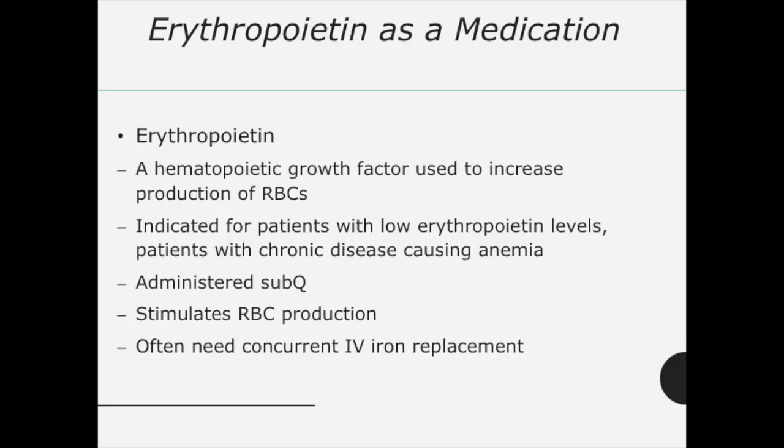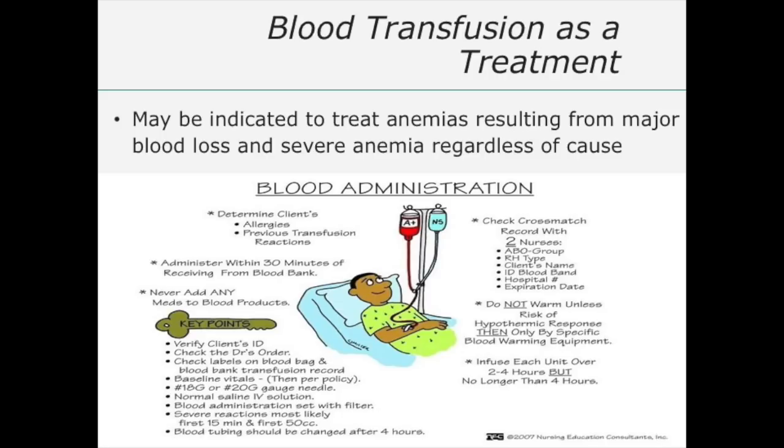So when we think about erythropoietin as a medication, this is a medicine we give to people who have chronic anemia to help them battle that and to stimulate that red blood cell production. So this will be administered sub-Q. Usually it's given concurrently with IV iron replacement. When we think about other possible treatments for anemia, blood transfusion is definitely something that could potentially happen.